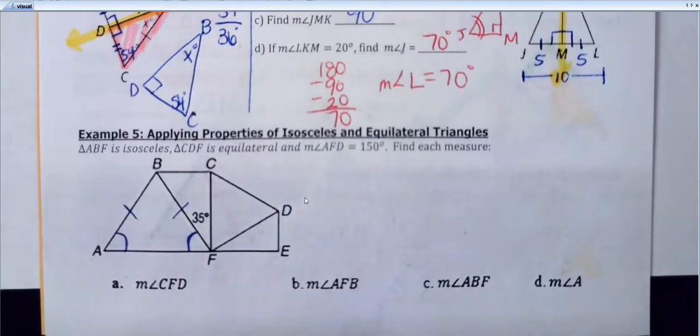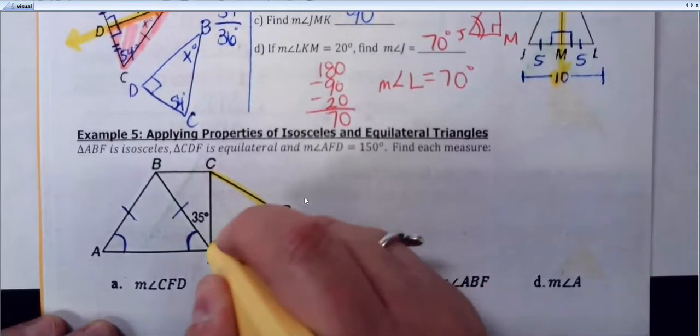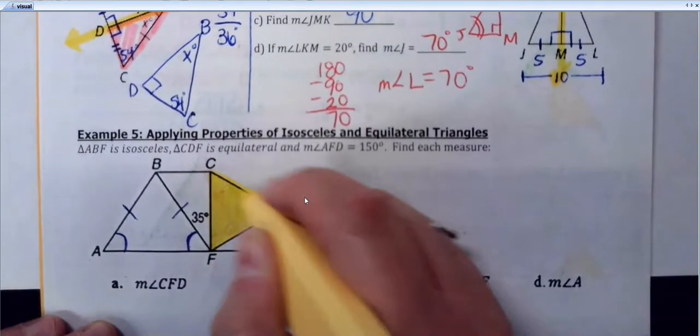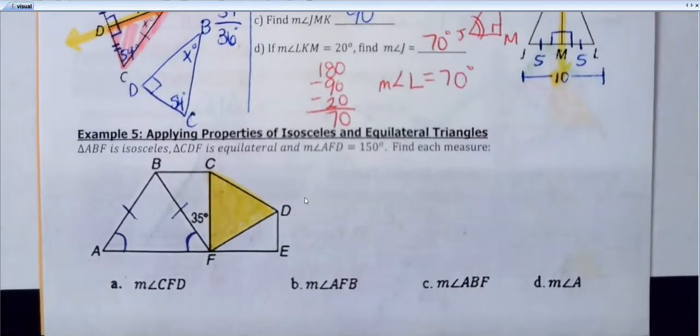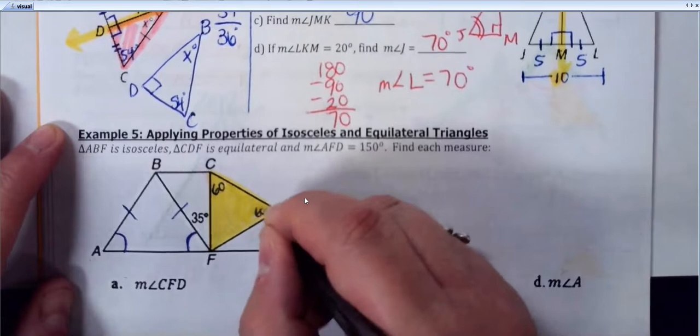The second thing it says right at the top of the picture is CDF. That is an equilateral triangle. So I'm just going to color this on my paper so you guys can see it a little bit better. And if that's equilateral, each of these angles has to be 60.